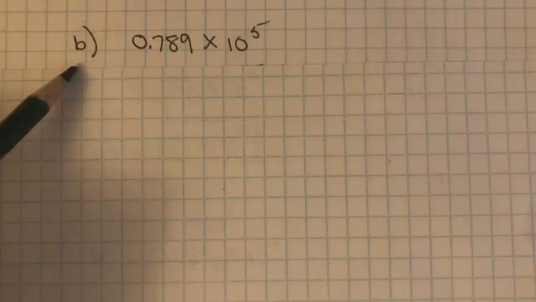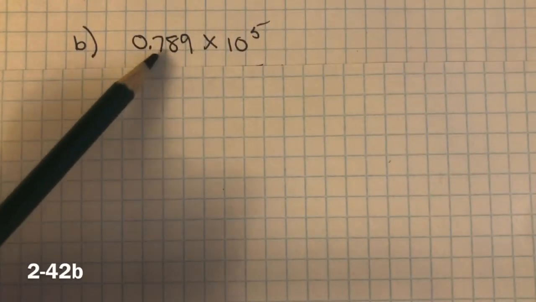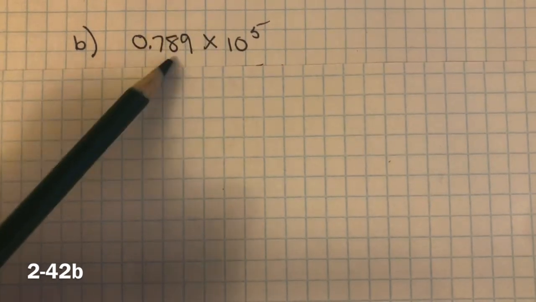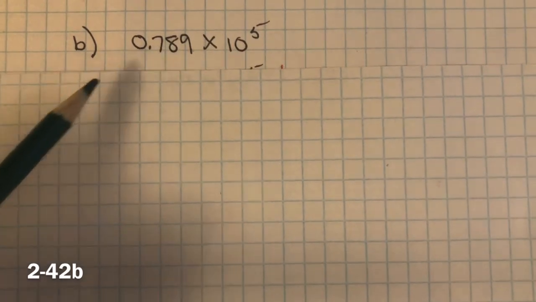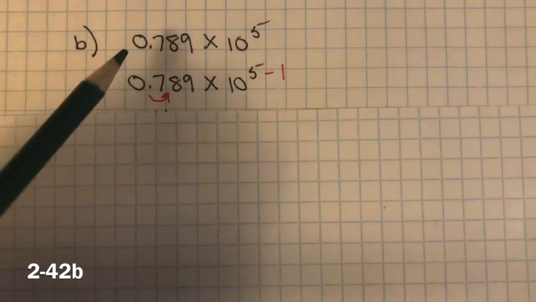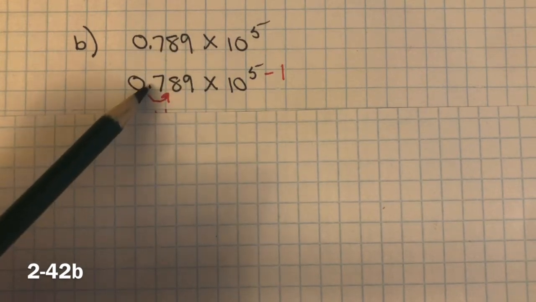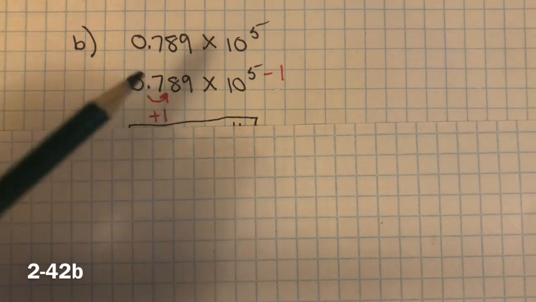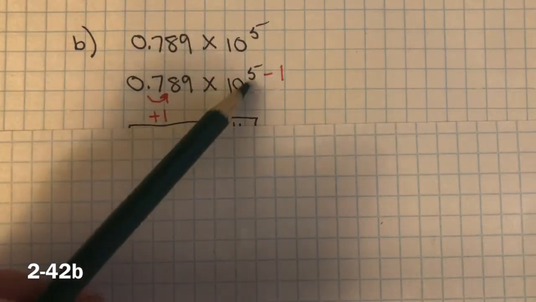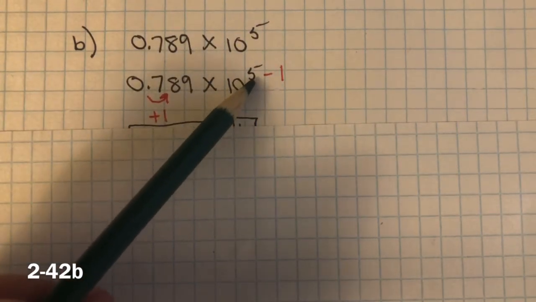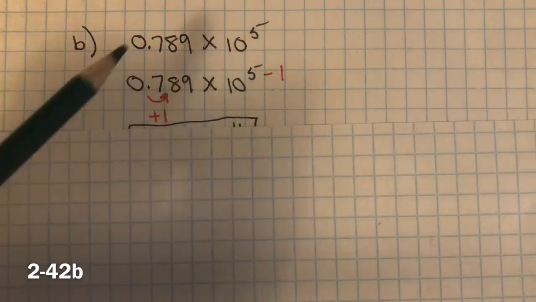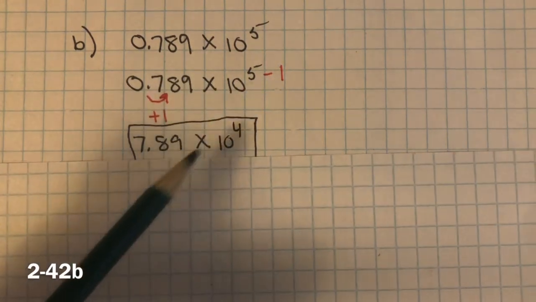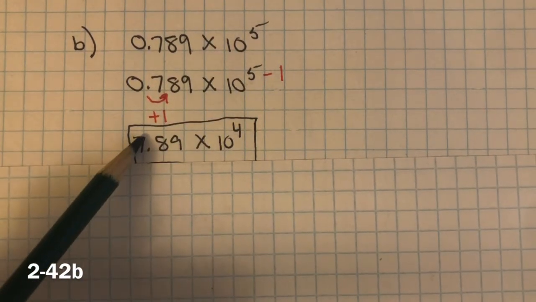So that one's correct. 42b, our a term is not greater than or equal to 1, but less than 10. This is less than 1. So this is not in scientific notation. So we need to increase this term by multiplying it by 10. That moves the decimal place one place to the right. Well, if we increase this by 1, we have to decrease the exponent by 1 by dividing it by the power of 10. So this becomes 7 and 89/100. 5 minus 1 is 4. Now our a term is greater than or equal to 1, but less than 10.